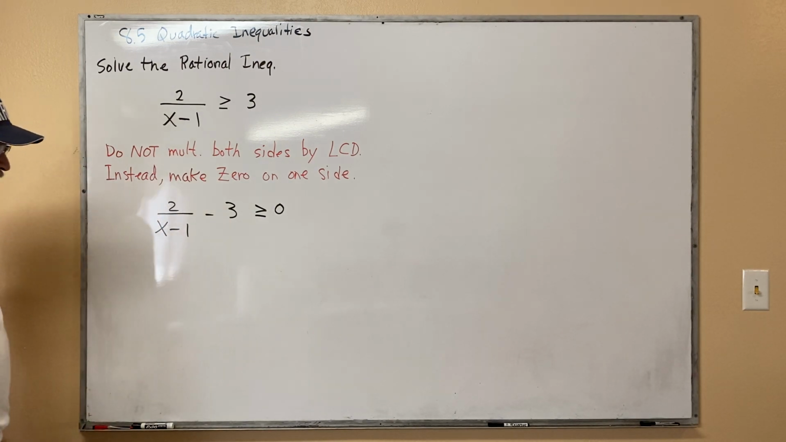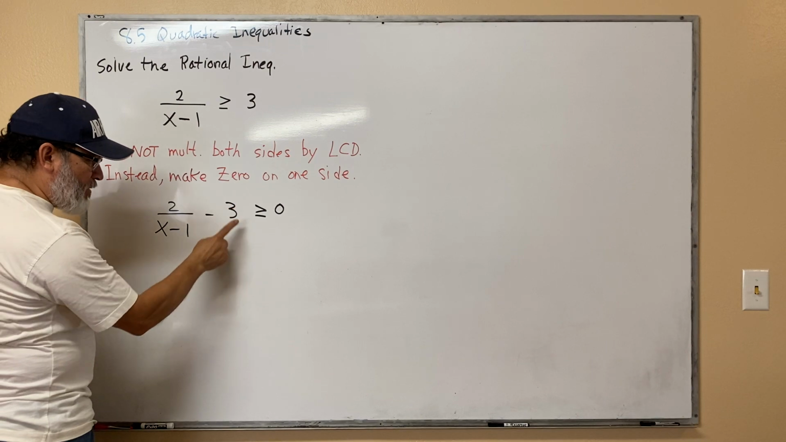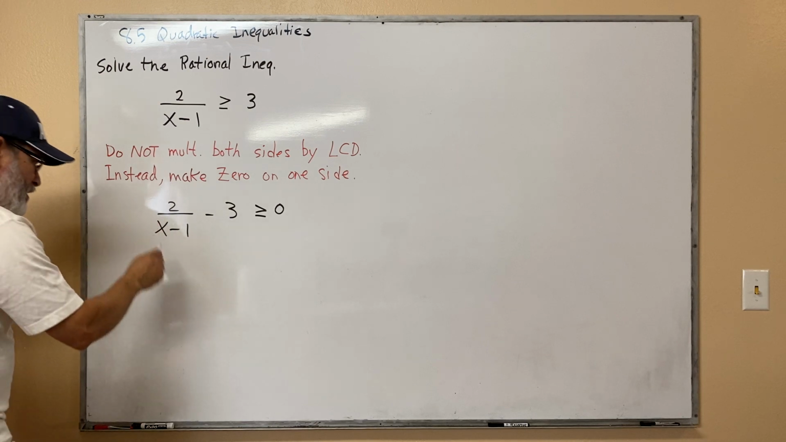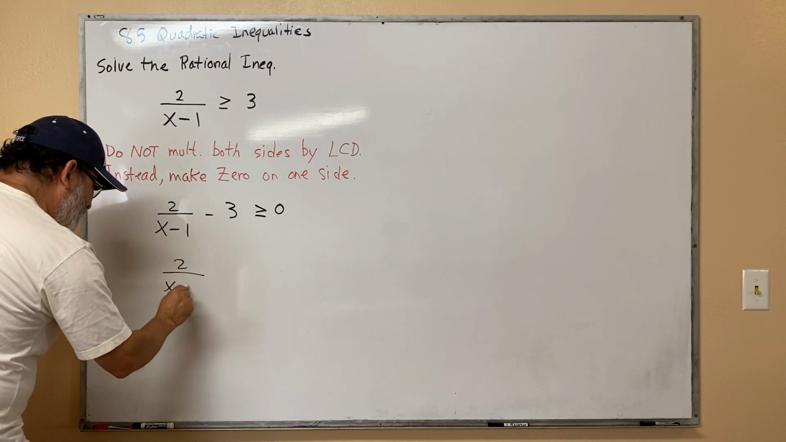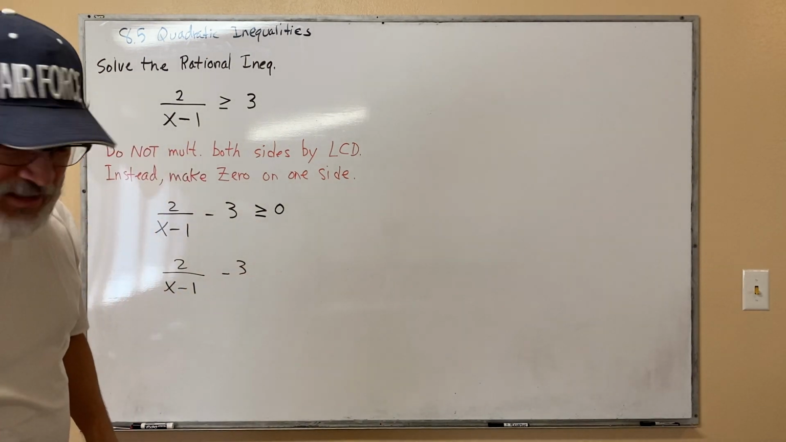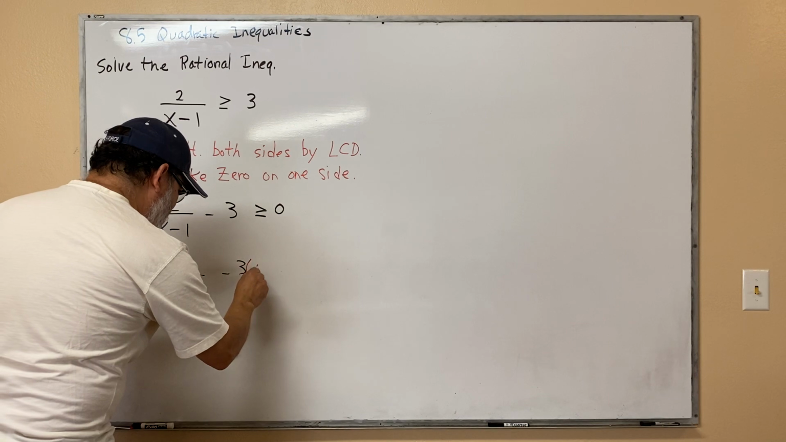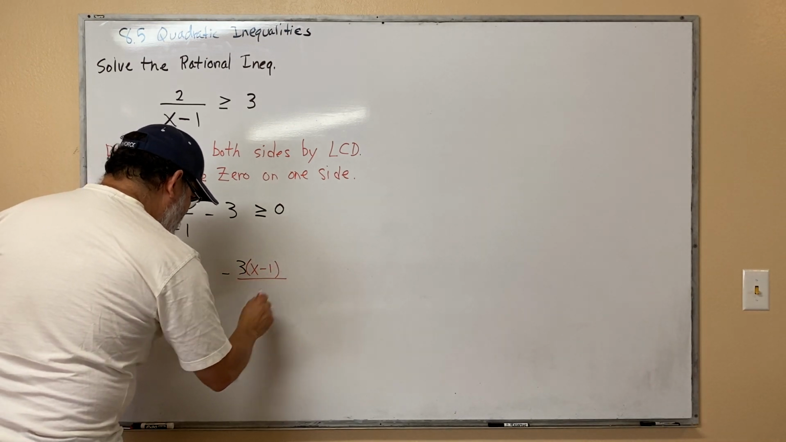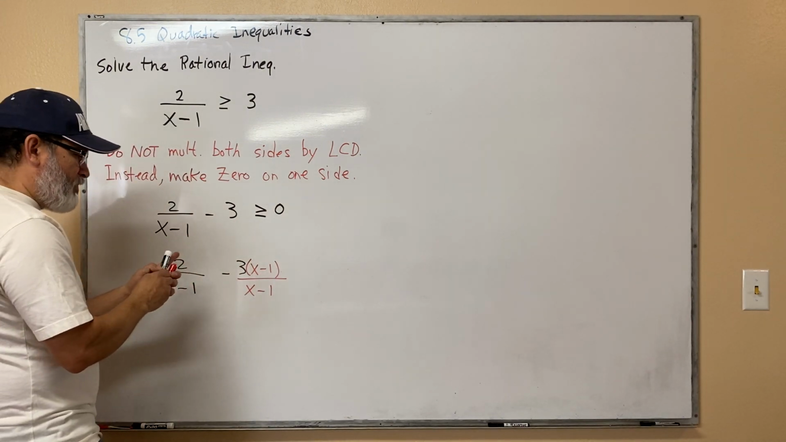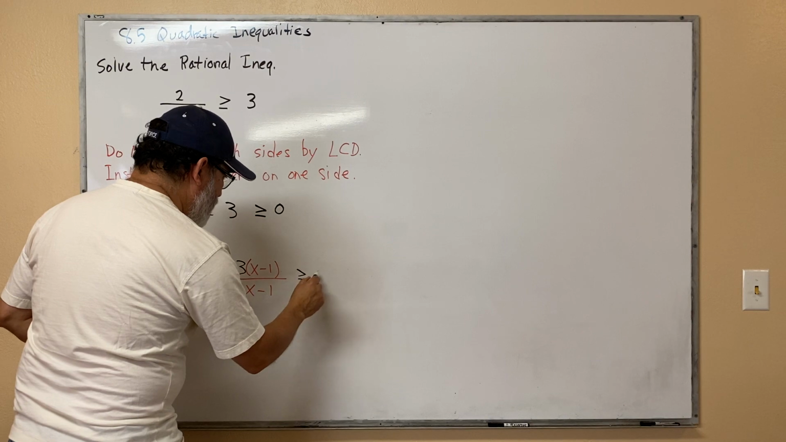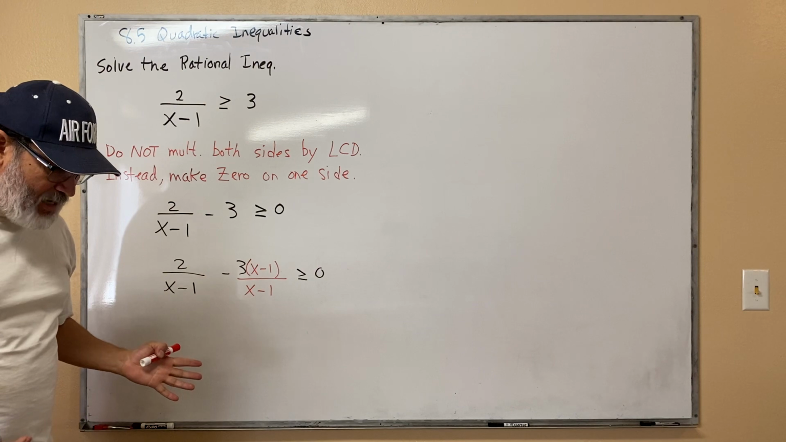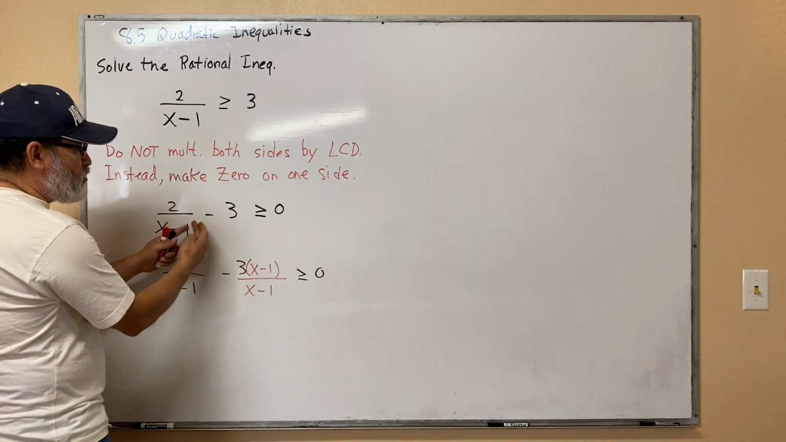And how do you combine? Multiply this top and bottom by what? By x minus 1. So this is going to be 2 over x minus 1 minus 3, and multiply this top and bottom, x minus 1 divided by x minus 1. I'm just trying to combine the fractions. And that's greater than or equal to 0. Note, I did not multiply both sides by the LCD.